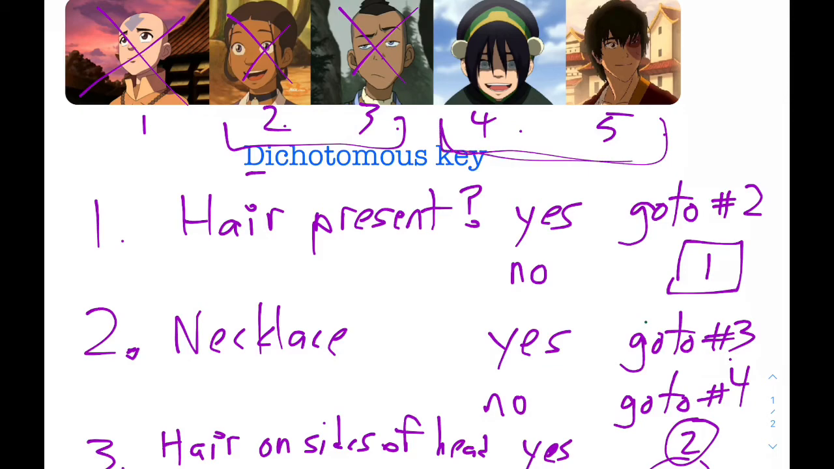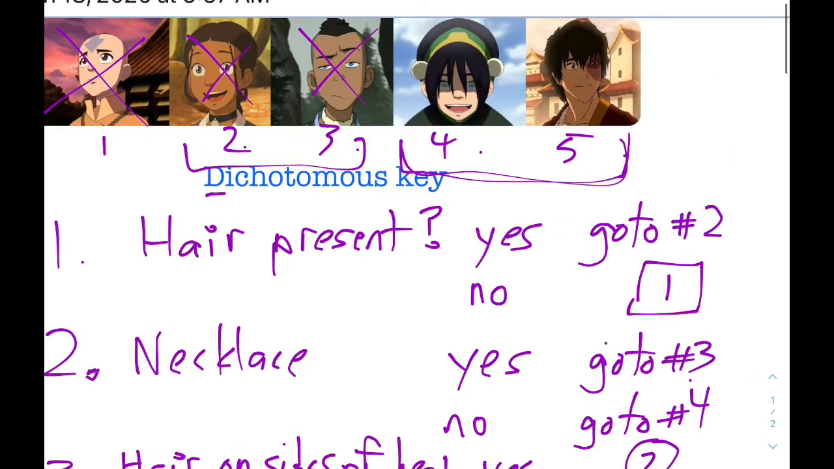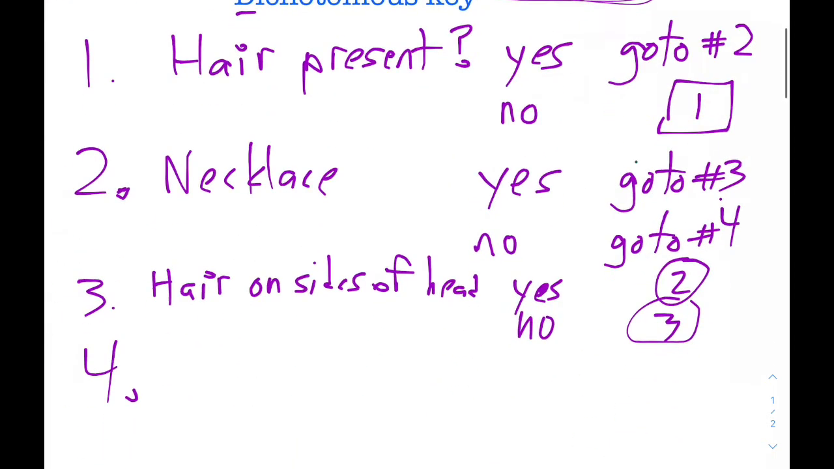So we only have to ask questions now about these guys. And that's under question number 4. So for question number 4, we need to ask something that will differentiate these two. We can ask about eye color, we can ask about hairstyle, we can ask if they're wearing a headband thing, we can ask about colors that are present, we can ask about scar on the face, we can ask a lot of things. So maybe we'll ask about the eye scar.